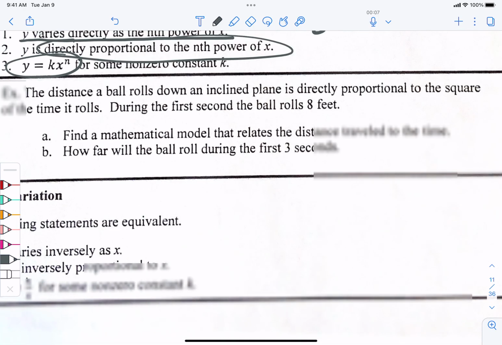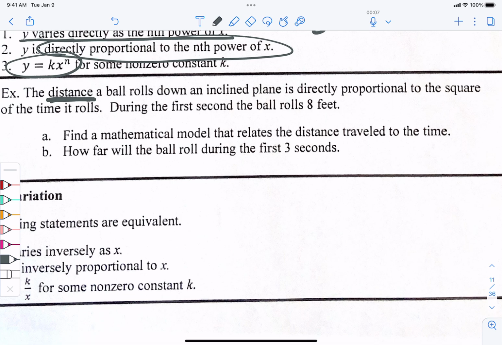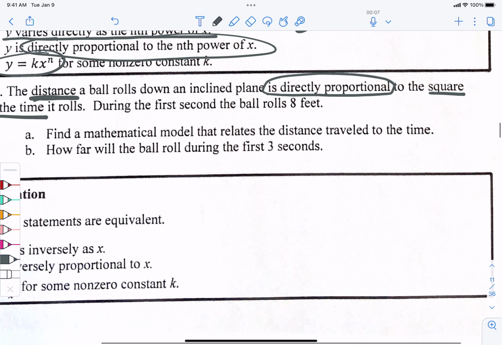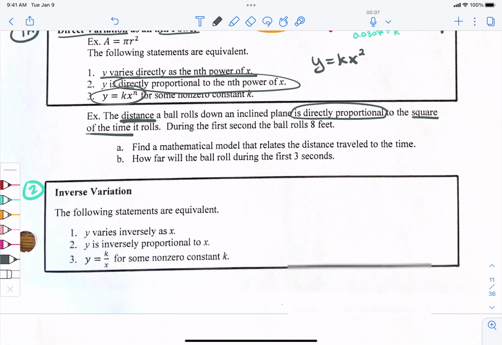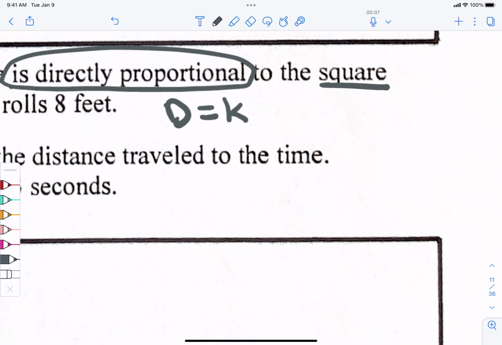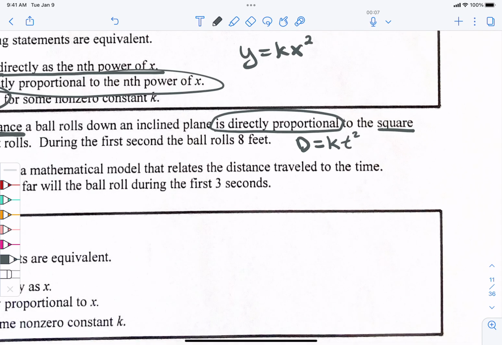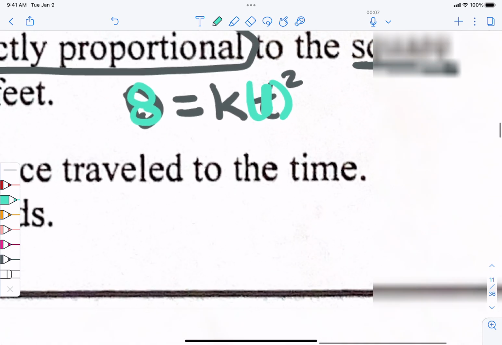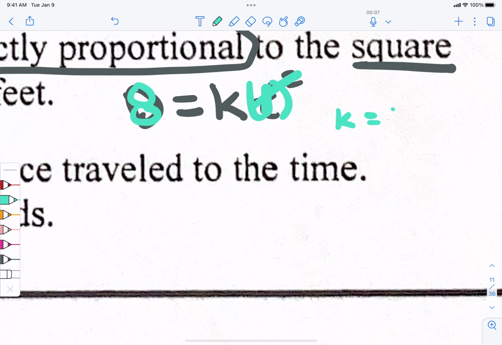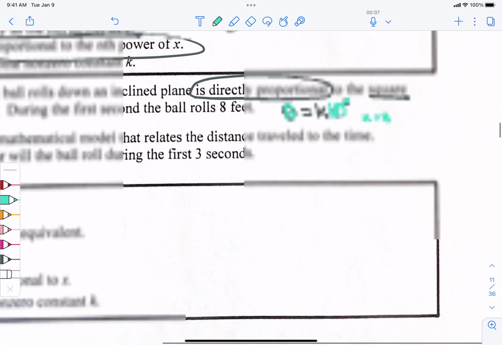The distance a ball rolls down an inclined plane, underline the word distance, is directly proportionate to the square of the time. So let's write our equation. The distance, let's call that d, equals, is directly proportionate, we have to have a k in there, to the square of the time, t squared. That's the skeleton of our equation: d equals kt squared. It says during the first second the ball rolls 8 feet. That's going to help me find what k is. If I plug 1 in for t and 8 in for d, I've got k equals 8.